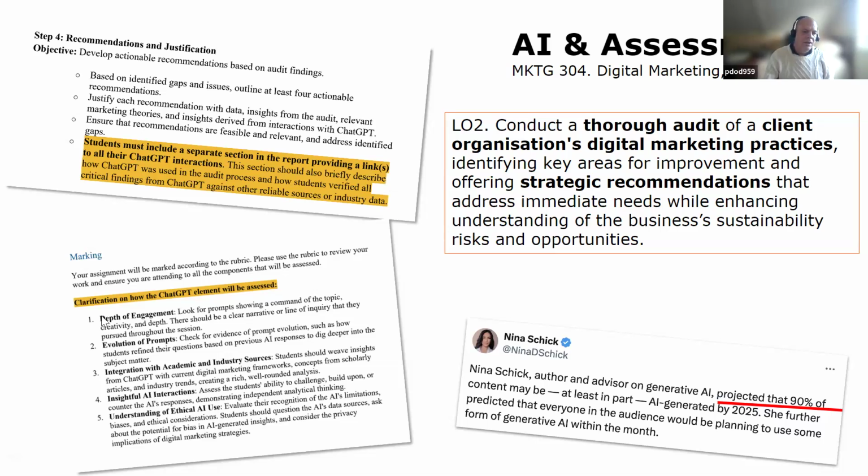And so you can see here on the marking, this is how I had it. This was part of the rubric criterion, which was depth of engagement. So looking for prompts that show a command of the topic, creativity and depth. The evolution of the prompt, so that's kind of taking that iterative approach. So they put in a prompt, and then get the output from that prompt, and then go in and dig deeper and deeper and deeper until they were quite confident that they had what they were looking for.